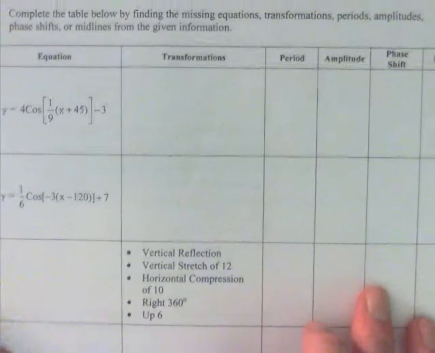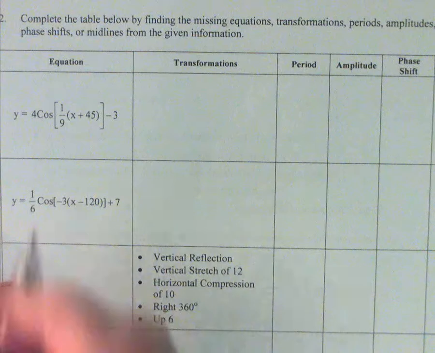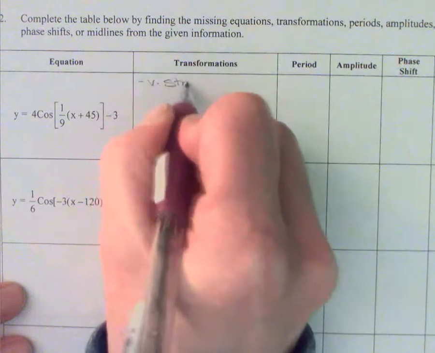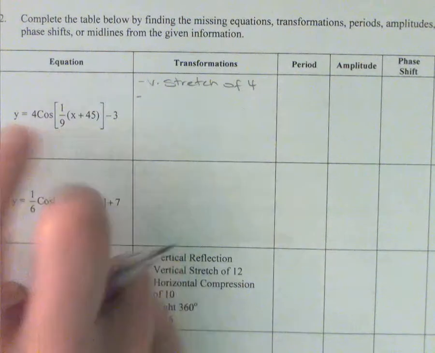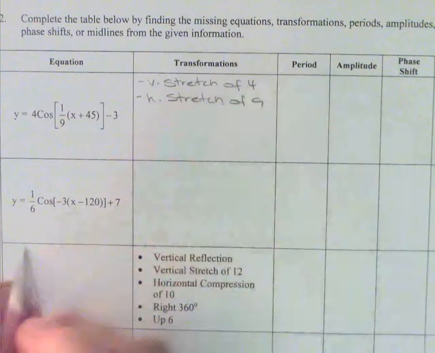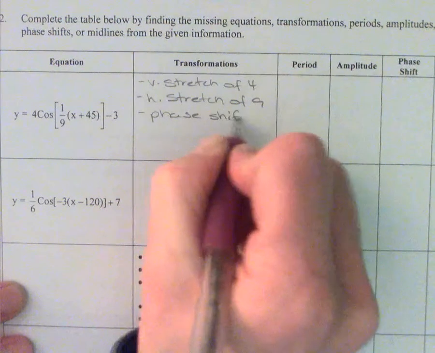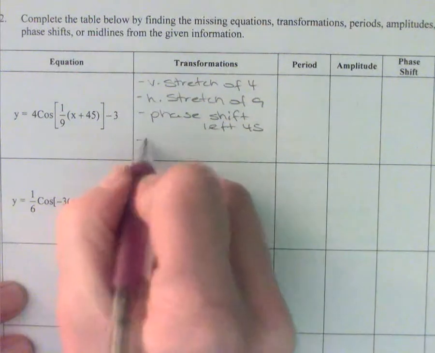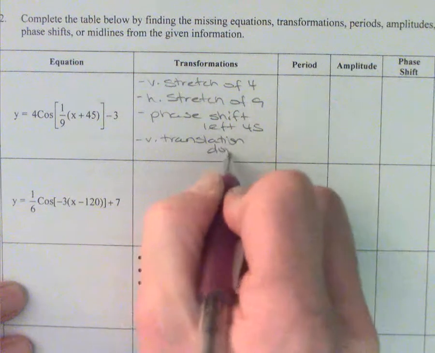Okay, so let's look at transformations: period, amplitude, phase shift, and midline. I'm going to start over here on the left. I always read them left to right. So we have a vertical stretch of 4. This would be lying to us. So I now have a horizontal stretch of 9. We have a phase shift, and we're going to go left 45. And we have a vertical translation down 3.